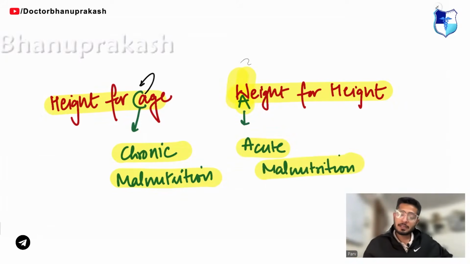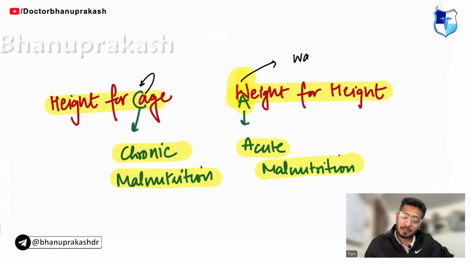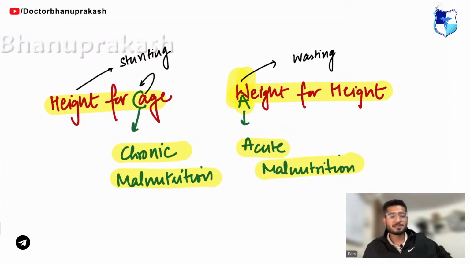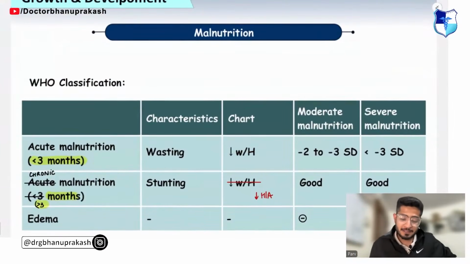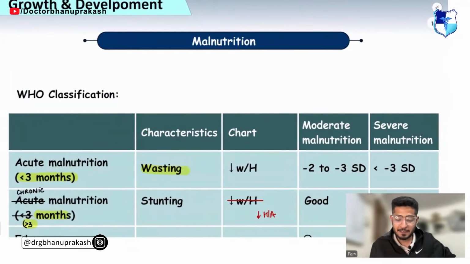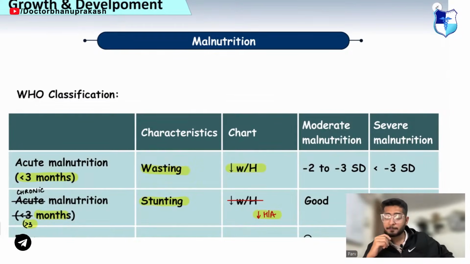Now weight for height is something which is called wasting, and height for age is something which is called stunting. So acute malnutrition is wasting, and chronic malnutrition is stunting. Acute malnutrition is decreased weight for height, and decreased height for age is actually stunting. Okay, so just remember this. This is something which is important.